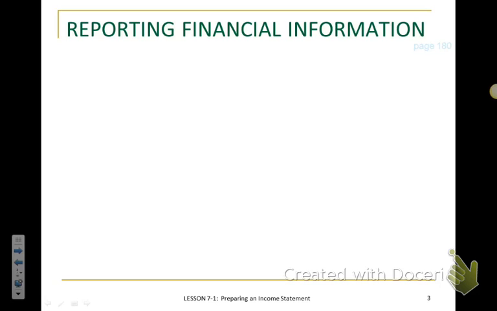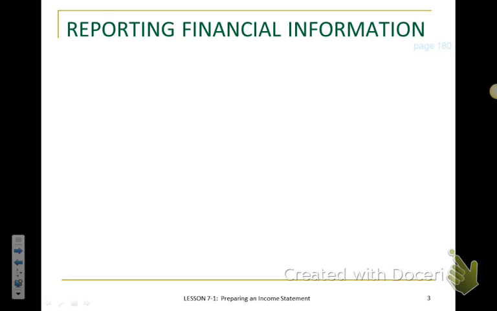Thus far, we've been talking about all the different steps in the accounting process. We started out by journalizing and then posting to our ledger. And then we use the information on our ledger to create our worksheet. Once a business has completed the preparation of the worksheet, that's when they can start to prepare their financial statements.